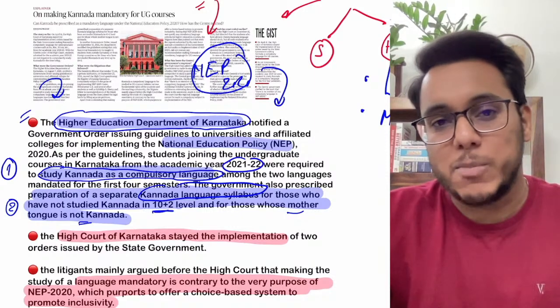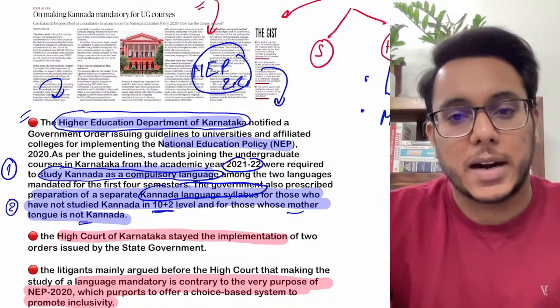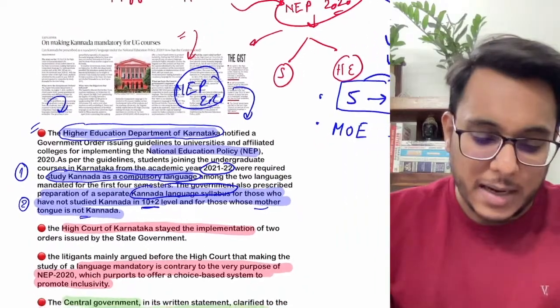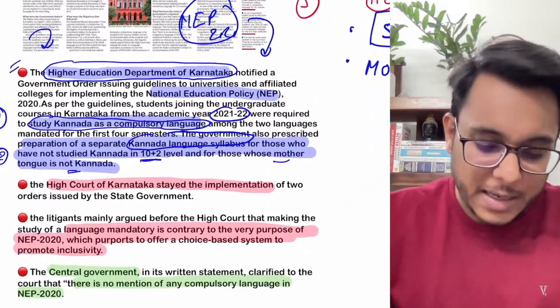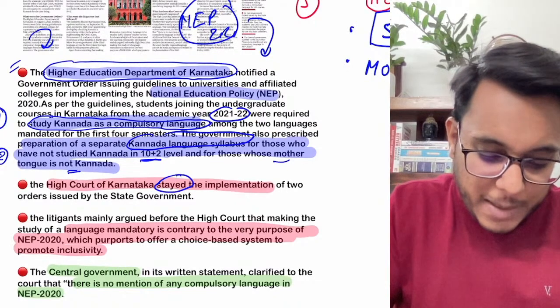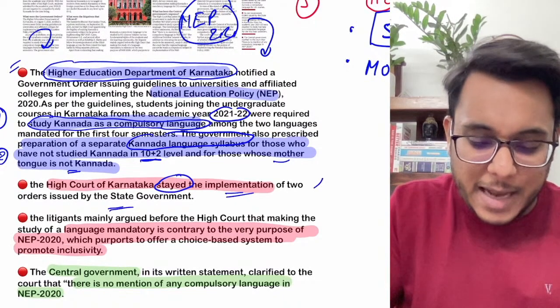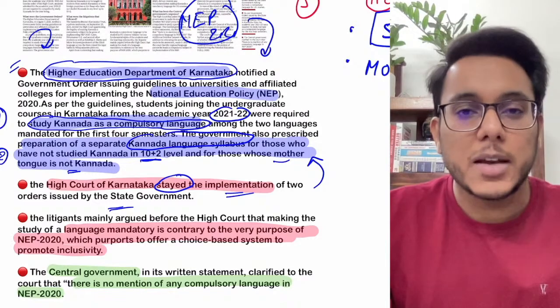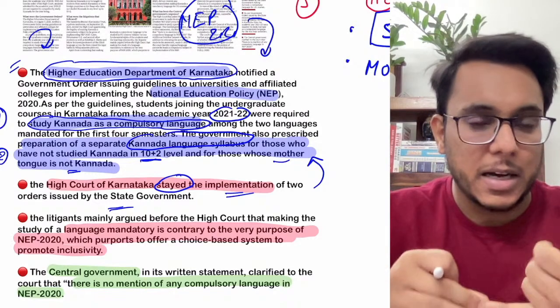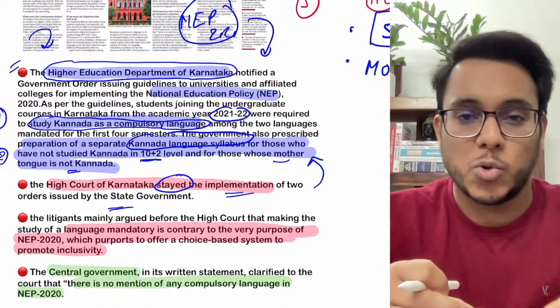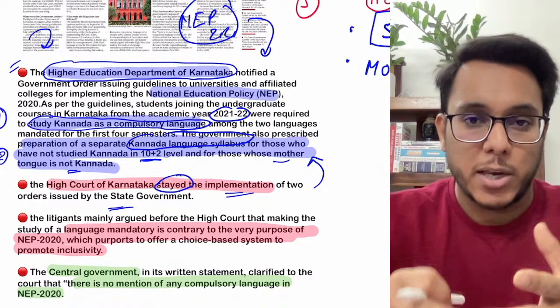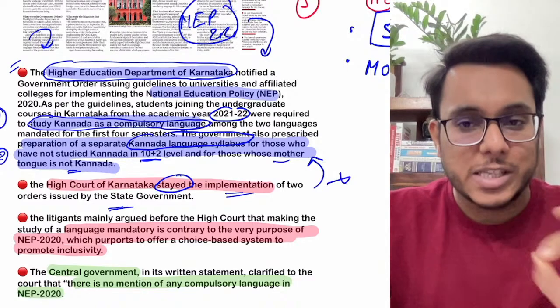Now as this came, a petition was filed in the Karnataka High Court, and the High Court has given its decision. The Karnataka High Court stayed the implementation of these two orders issued by the government: one for preparing the Kannada language syllabus, and the other that everybody has to study the Kannada language in the UG. So the High Court has stayed it.